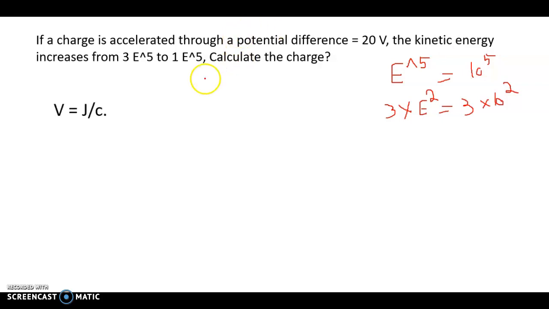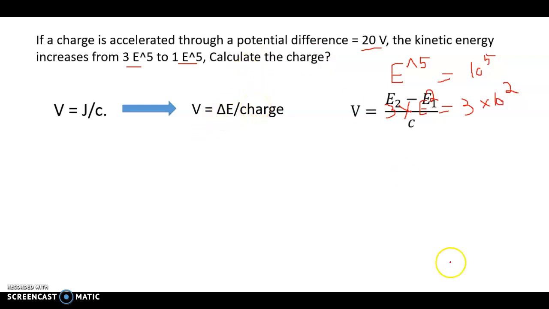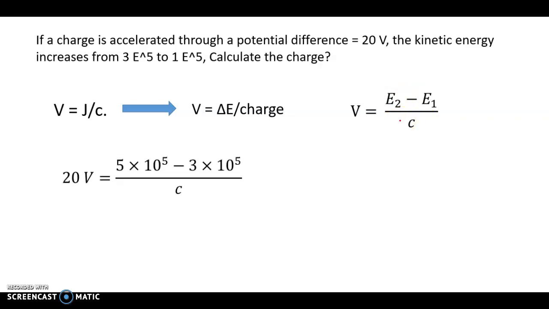And again, we have this equation: voltage equals joule per coulomb. I have an energy, and I have voltage. You could write it this way: voltage is the change in energy over the charge, because as a charge is directed from the positive terminal to the negative terminal throughout the circuit, its energy changes. So V equals E2 minus E1, always the last subtracted from the first, over the charge. 20 volt equals 5 times 10 to the 5 minus 3 here. Consider this a 3. Sorry.